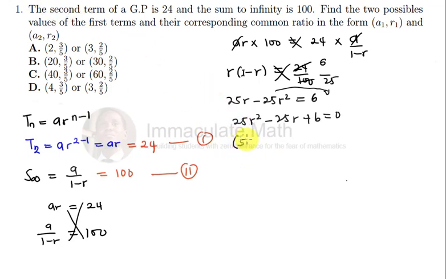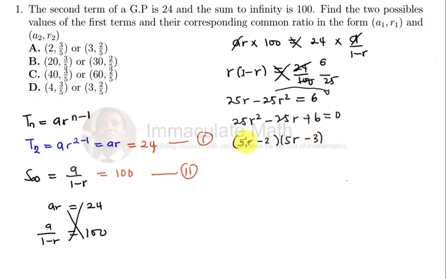So that means I can write this as 5r, then 5r. So then this will be minus 2, and this will be what? Minus 3. Okay. So meaning that 5r multiplied by 5r will give me what? 25r square, and minus 2 multiplied by minus 3 will give me plus 6.